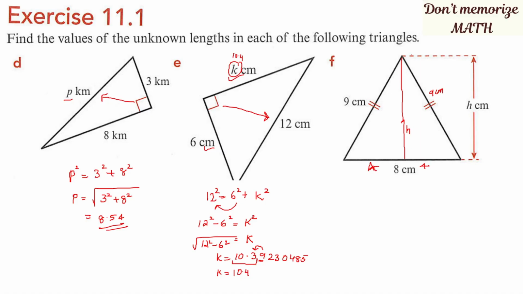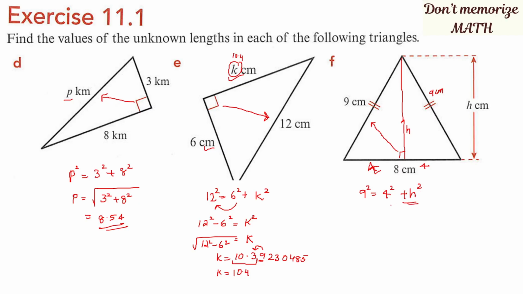So you can see a triangle here. You can consider this triangle or this triangle. Okay, no problem, any triangle you can consider. This is 90 degree. Opposite of 90 degree is hypotenuse. So hypotenuse square is equal to base square, base is 4, plus height, which is h.